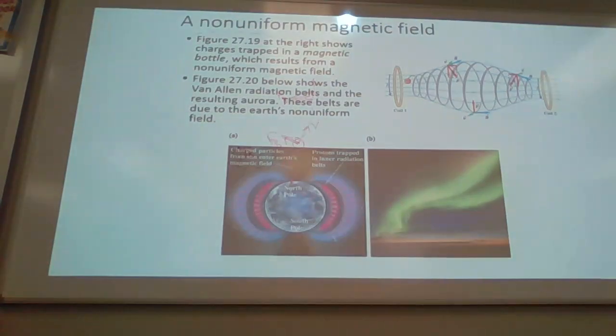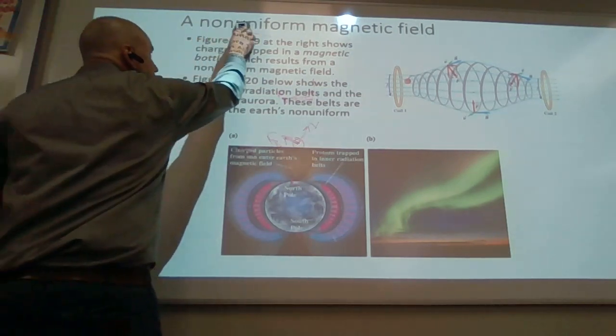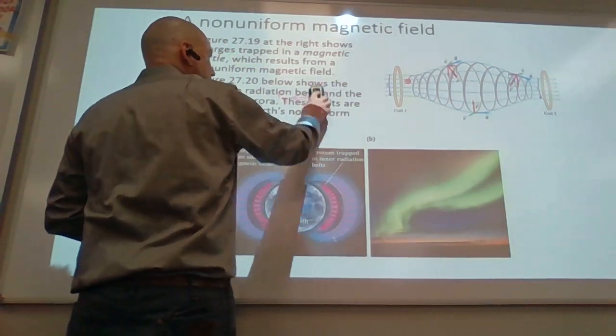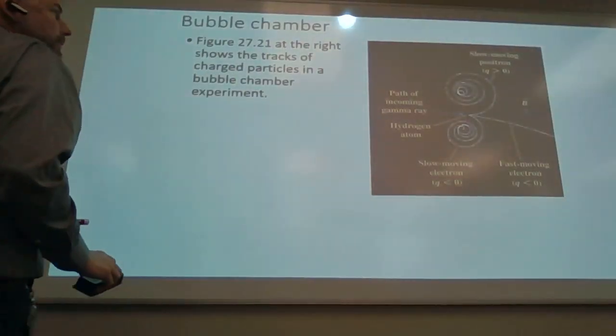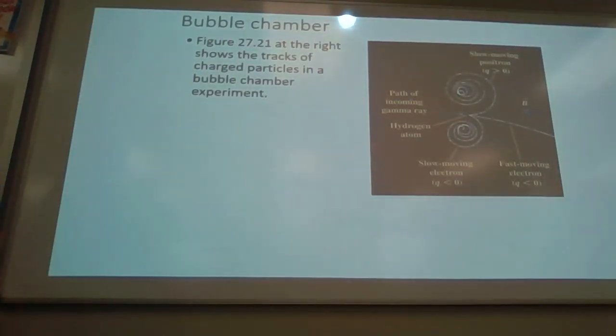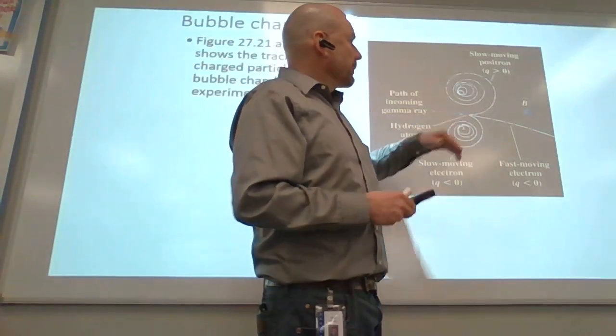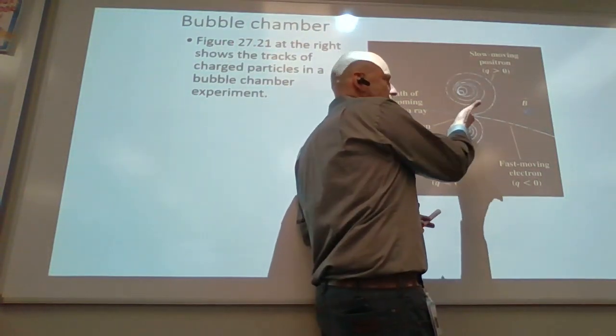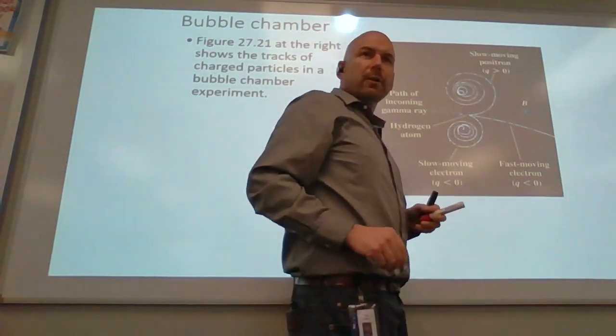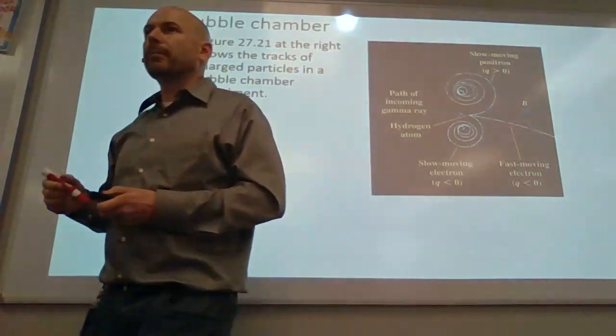So applications of this, you get your northern lights. You also get the result of particle accelerators, like the crash of that. So you can see what parts of the wreckage are positively charged and what's negatively charged based on the spin.